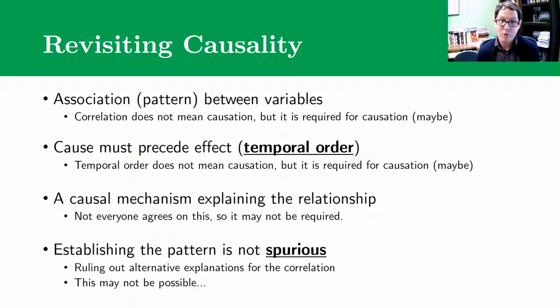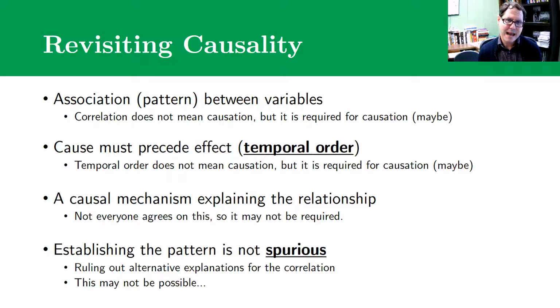Secondly, we have the time order: cause must not precede effect. Again, we think there's messiness around this, but typically if we're going to make causal arguments, we should be able to at least say this happened and then that happened. A third piece is that we should be able to tell a coherent story. We should have a causal mechanism that links these two things together, that they're not just random bits of data that happen to be correlated, but we can actually anticipate that there might be a connection and tell a story about why that would be.